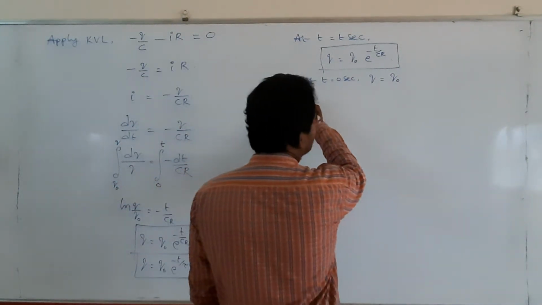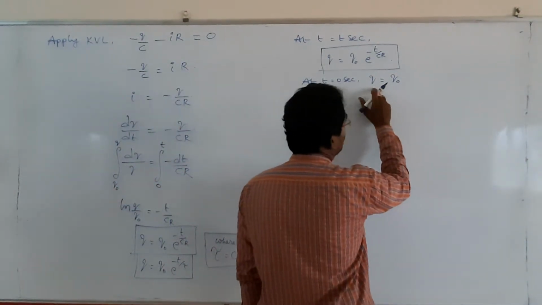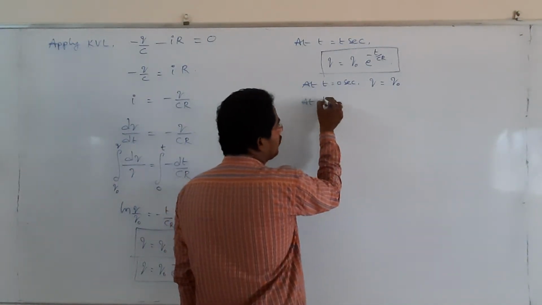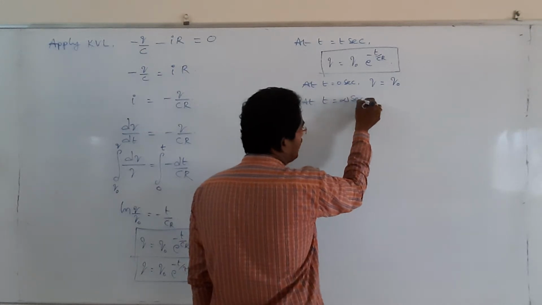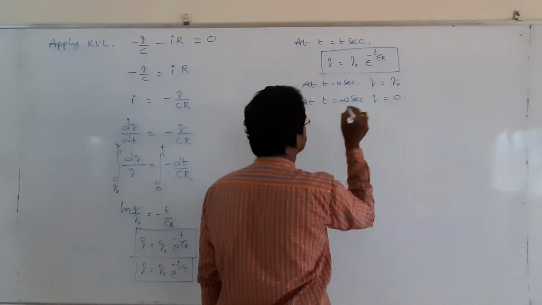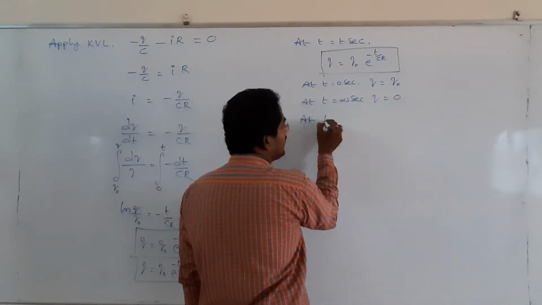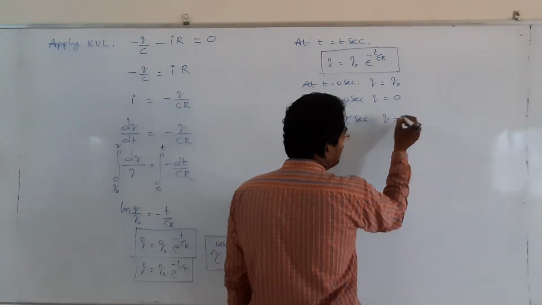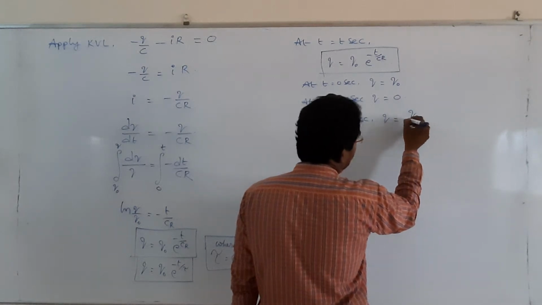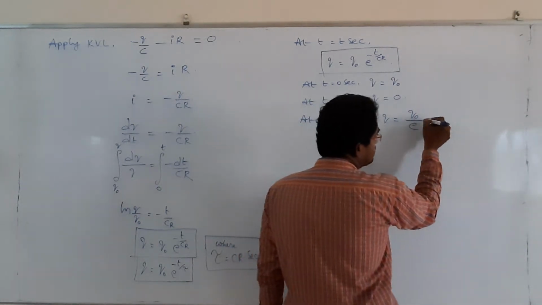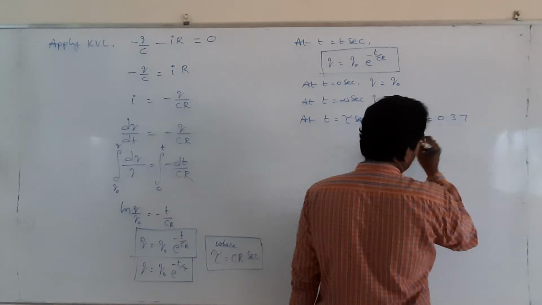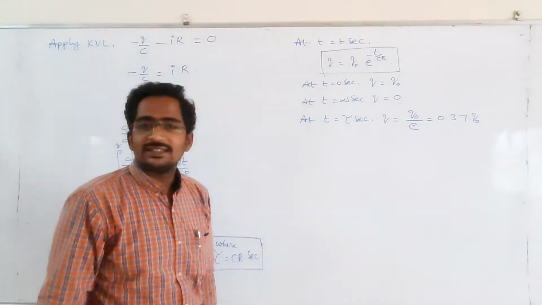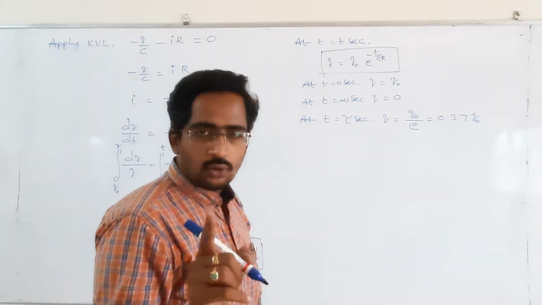So at the time of 0th second, the q value is q naught. At the time of t equal to infinity seconds, the charge value is 0. And at the time of t equal to tau seconds, the q value is q naught by e, that means 0.37 q naught, that means 37% of q naught.